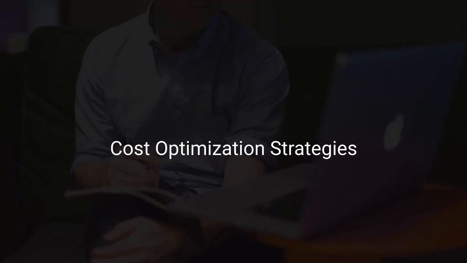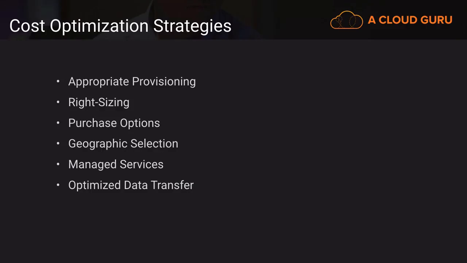Let's talk about some cost optimization strategies, and we're going to cover 6 strategies here. So the first strategy is just appropriate provisioning, and this is kind of what it seems like. We're just going to provision the resources that we need and really nothing more.